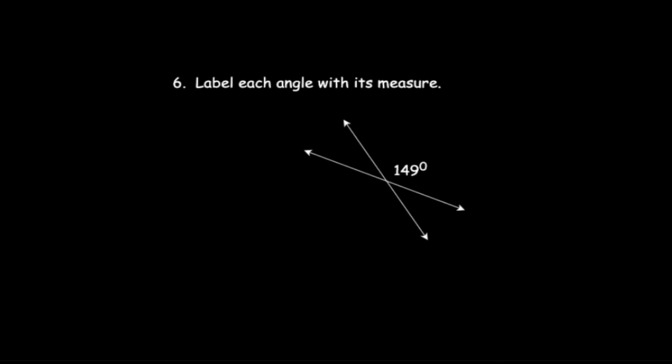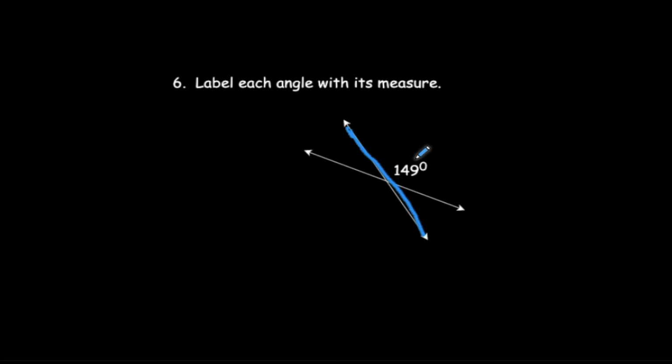So for number 6, it tells us to label each angle with its measure. Okay, so it looks like we're not given a lot of information to solve this. However, we're given enough. So if you take a look at this straight line right here, part of this line is 149 degrees. And what do we know about straight lines? Well, they form straight angles which measure 180 degrees, correct?